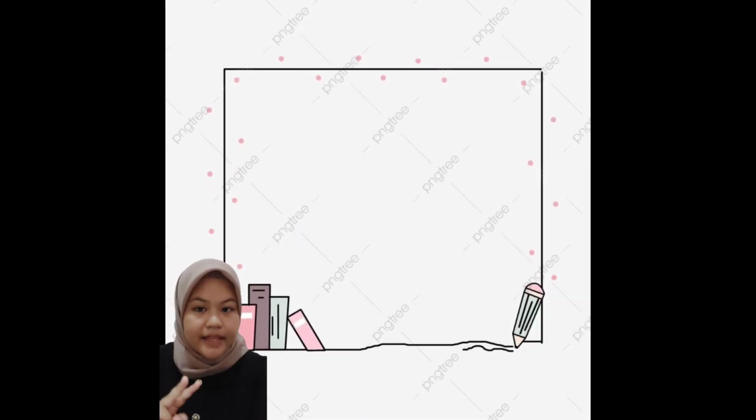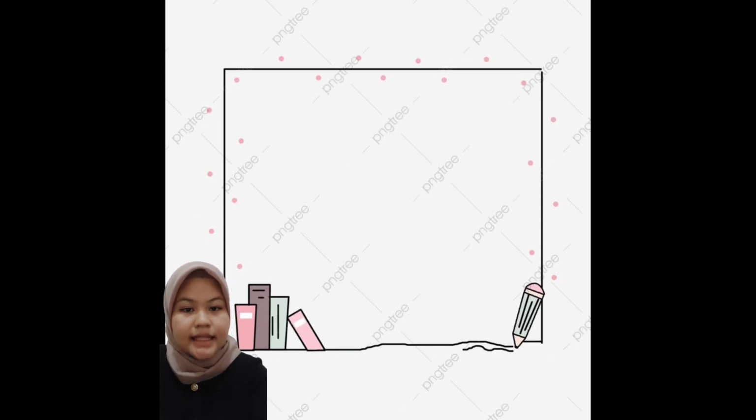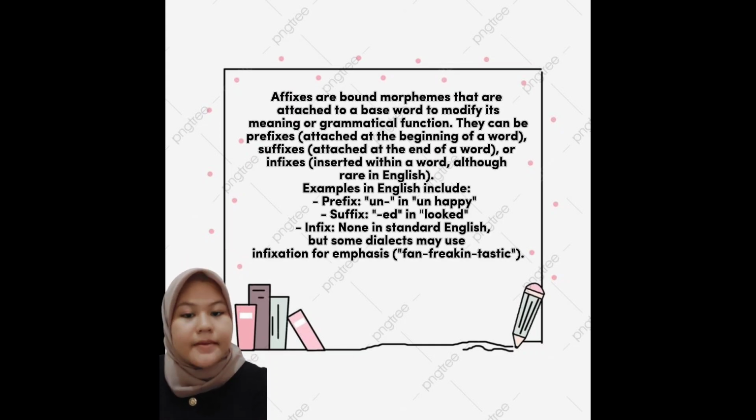Clitics versus affixes. In English morphology, clitics and affixes are both types of bound morphemes, but they differ in their attachment to words and their syntactic behavior. First, affixes. Affixes are bound morphemes that are attached to a base word to modify its meaning or grammatical function. They can be prefixes attached at the beginning of a word, suffixes attached at the end of a word, or infixes inserted within a word, although rare in English.